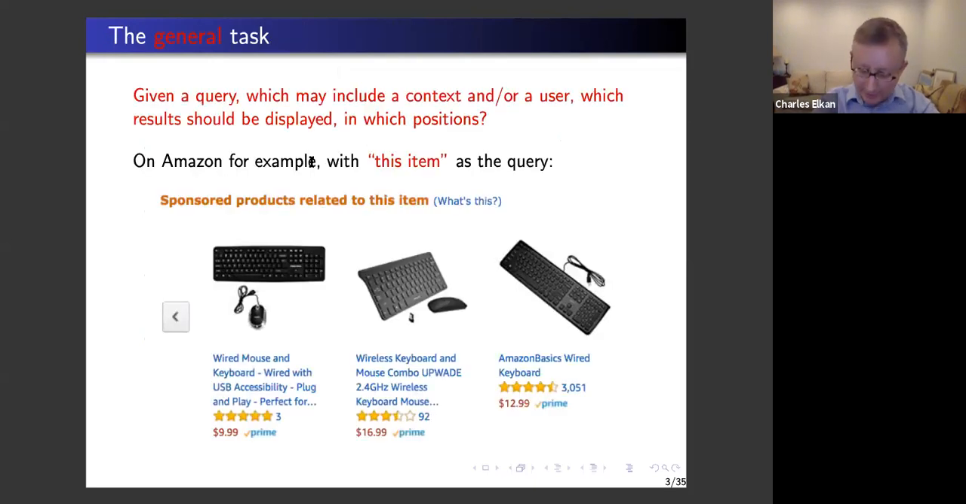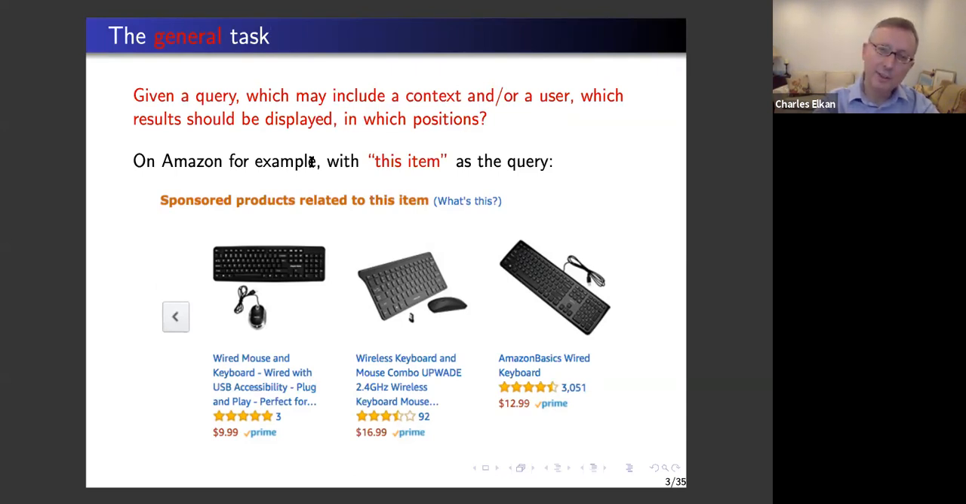So the way I'd express the general task in English, we're given a query. The query may include a context, so that could be a history, for example, of previous actions. And the context may include the identity of a user, and then there's a database of potential results, and the algorithm needs to choose which results from this database, and those are the ones that will be displayed. And then there are various positions in which results can be displayed, and the algorithm needs to decide which results to put in which positions.